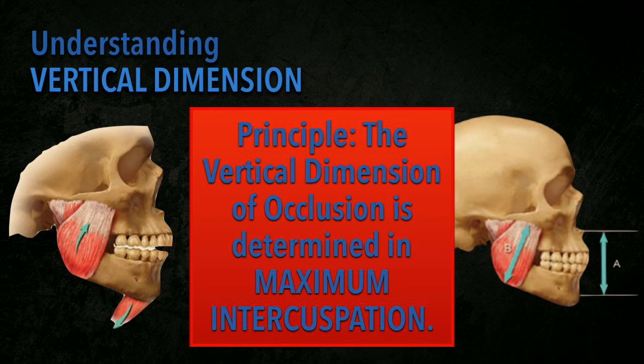You will see that it is the repetitive contracted length of the elevator muscles that creates the space between the nose and the chin in which the teeth erupt.